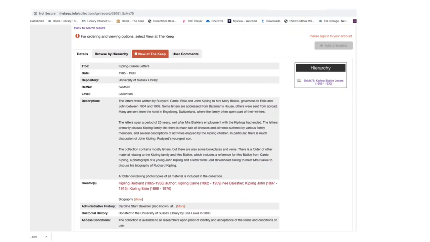Knowing the context of a single document can help you evaluate it as evidence. What's it part of? Is it authentic? Has it come from the person who created it?